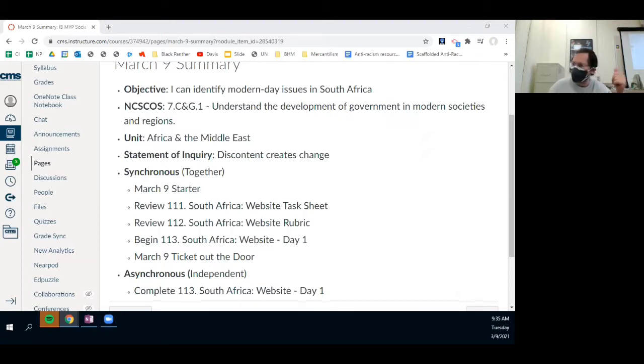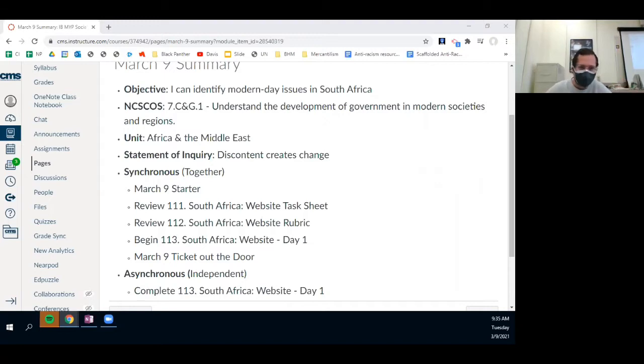All right, y'all, let's move forward to the summary page. So today you're going to identify modern day issues in South Africa. That's the objective. North Carolina Standard Course of Study: understand the development of government in modern societies and regions. The unit is Africa and the Middle East for 4 or 5 more days. Discontent creates change. We're really going to get into that today as we start a project. And then synchronous work is the starter, which you just finished.